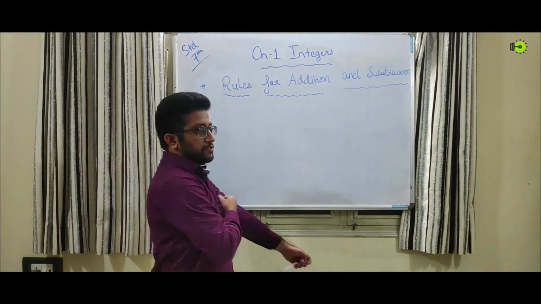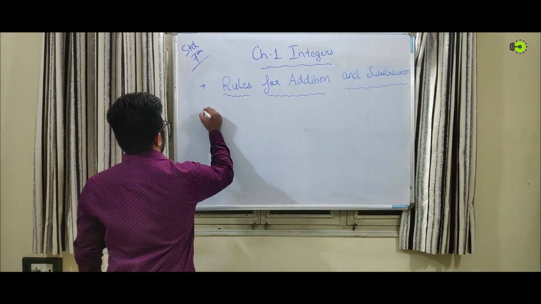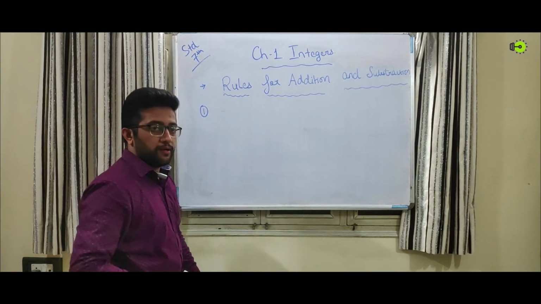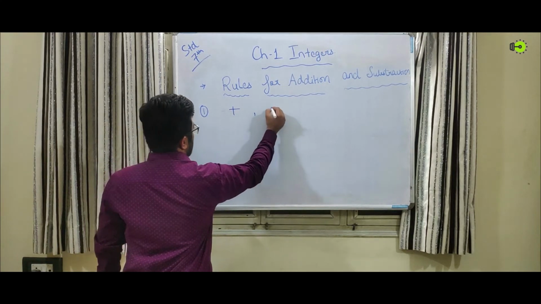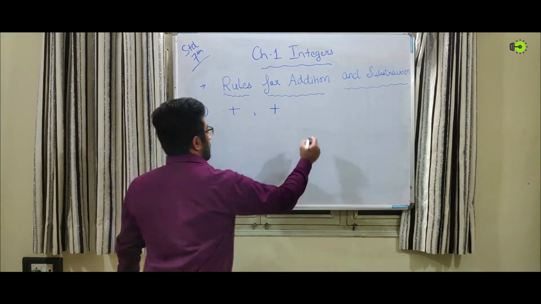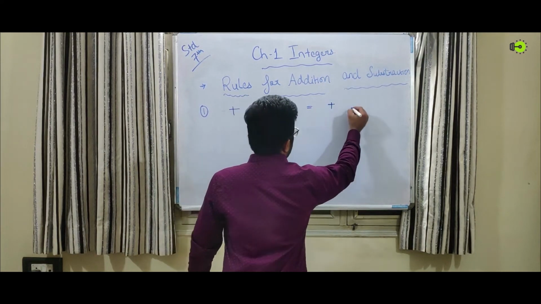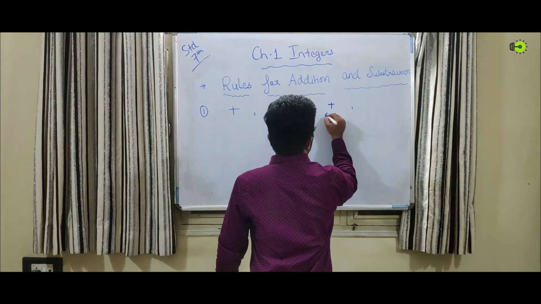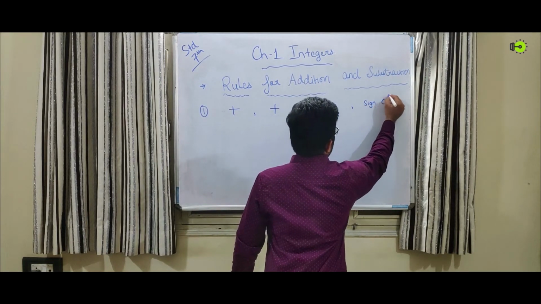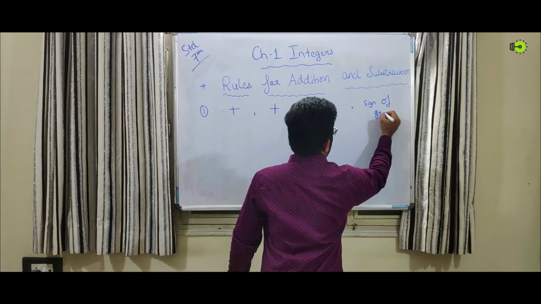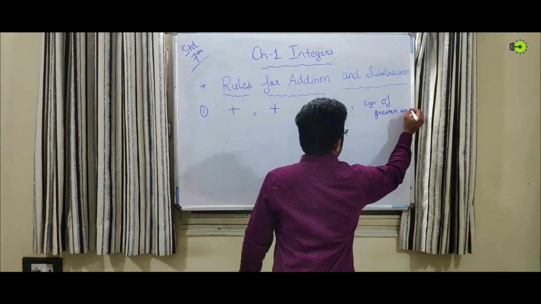So, rules for addition and subtraction regarding the integers. Rule number 1. If there are two integers who are carrying positive signs, then plus and plus will be plus, that is addition, and sign of greater number.